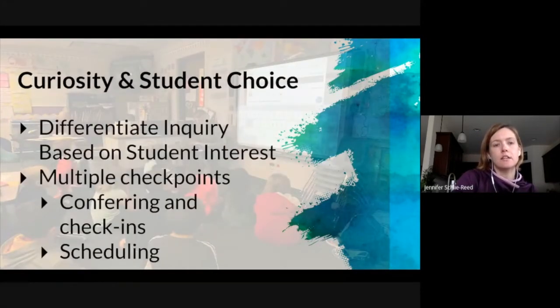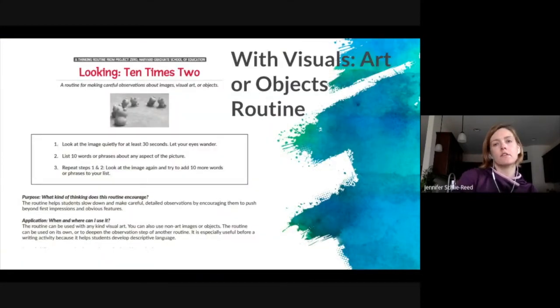But in addition, it allows for a lot of check-in points to see where students are at with this inquiry that they're doing. And in particular, one of the routines under the category visual arts or objects routine on the Project Zero website is Looking 10 Times 2. Obviously this could lend itself to an art class, but anything where you're having students look at something visual.